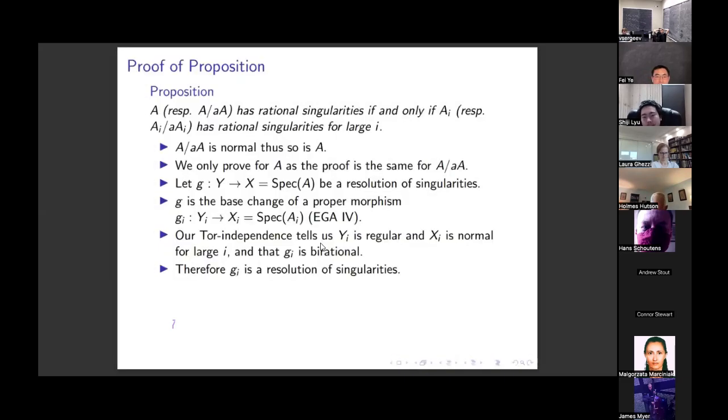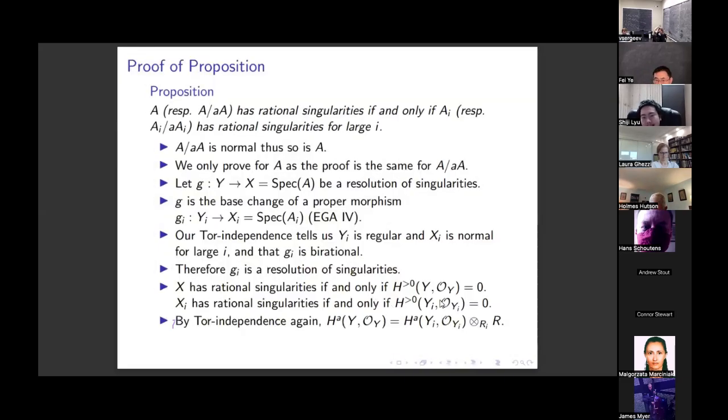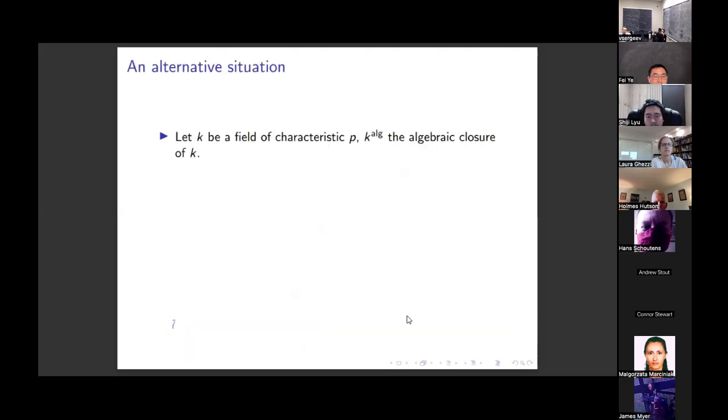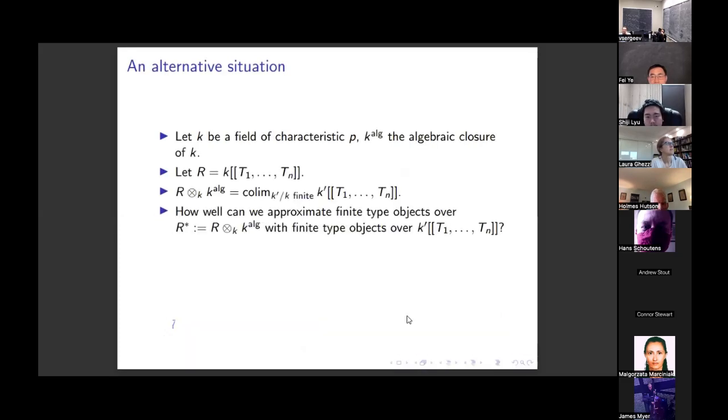And you can even do it for multiplier ideals again by this. You can replace the homology of the structure sheaf by that of that resolution, that divisor, and you will get that the multiplier ideals are preserved too. Great, sounds great. Yeah. So to conclude, I'll just mention this alternative situation in characteristic P very quickly.